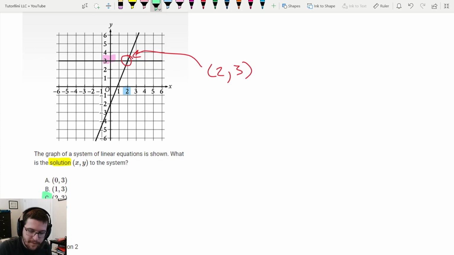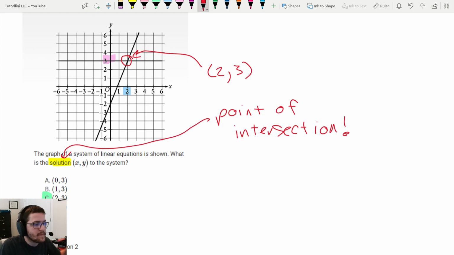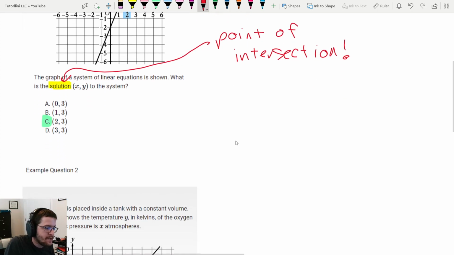So whenever you find a solution to a system and they give you a picture, they want you to find the point of intersection. That's what that means. So just make sure you look out for that if you see a question like that on your test. Great, let's look at the next question.